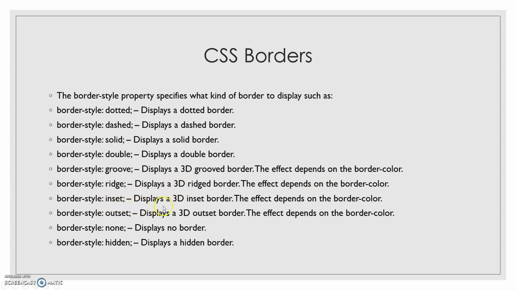An inset border depends on the color. The outset border depends on the color as well to get our 3D effect. We can also do a none for our border, which obviously displays no border, and a hidden border, which again, will show no border, it'll be hidden.